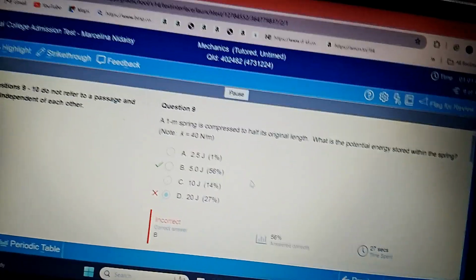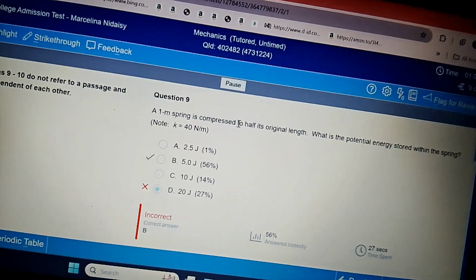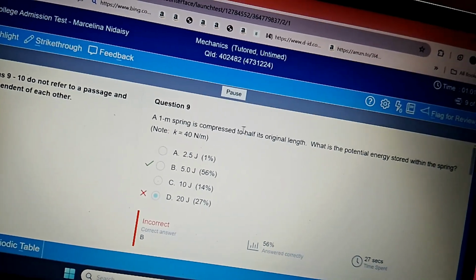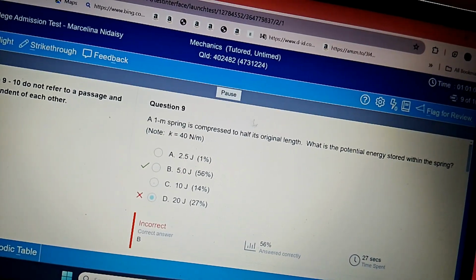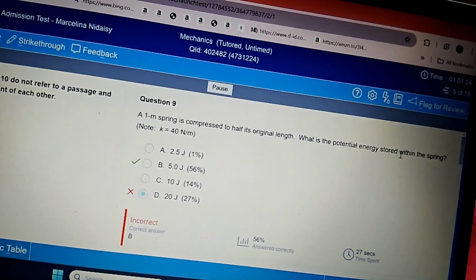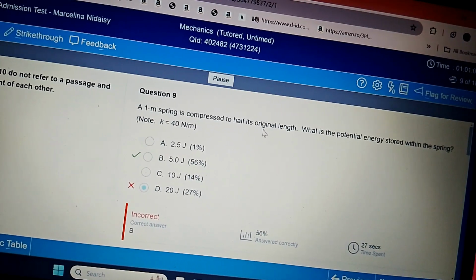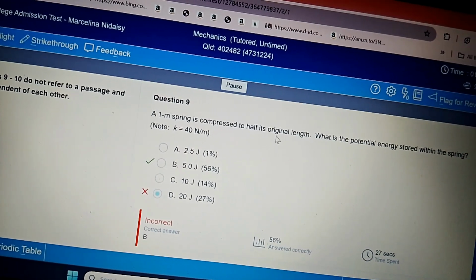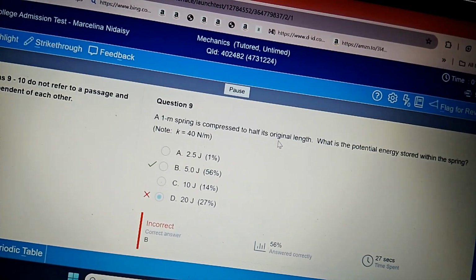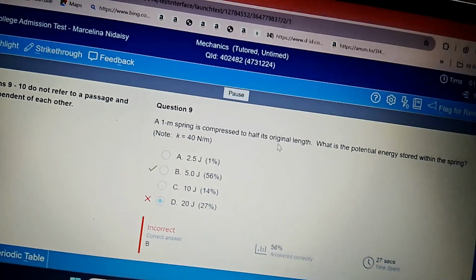Next is question number 9, about the mass spring system. It says that there is a 1 meter spring that is compressed to half of its original length, meaning it has 1 meter as its initial length, and now it is 0.5. Its final length becomes 0.5, and they are asking what is the potential energy stored within the spring. It's a very versatile topic in the spring system, so I think you should also learn this from the lecture. You can take a lecture from me, because I found my notes and revised them now. Or whatever is easy for you, you can learn from YouTube.